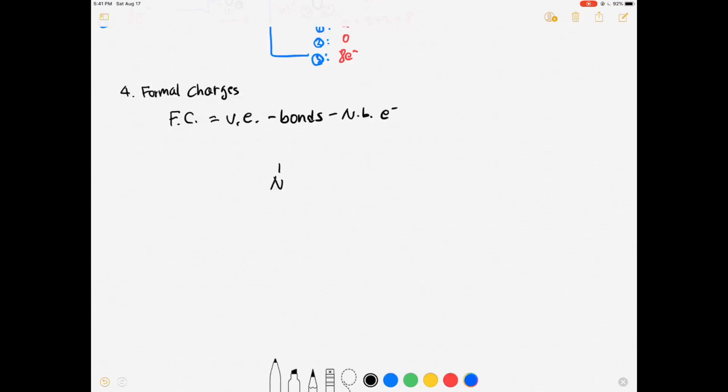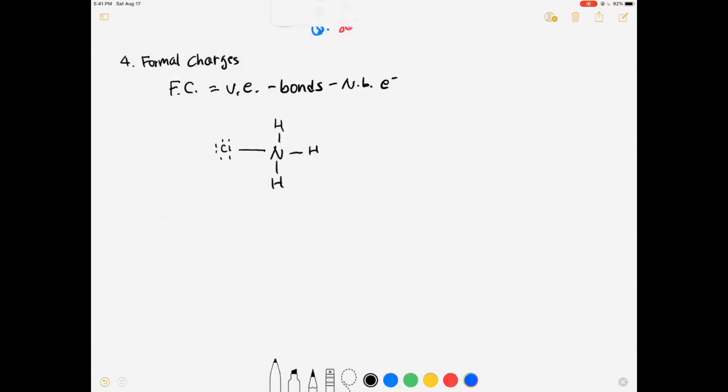So here's nitrogen bonding with 3 hydrogens and the chlorine. Okay, has this number of lone pairs. Oh wait, sorry, down here should be a methyl group, so CH3. Okay, so let's calculate the formal charge of C, formal charge of N, nitrogen, formal charge of chlorine, Cl. So it's not that hard, we're going to just follow the formula. Okay, so let's look at the carbon.